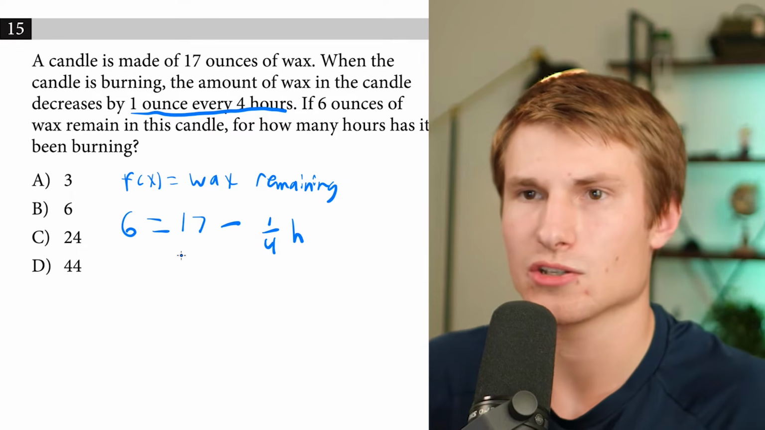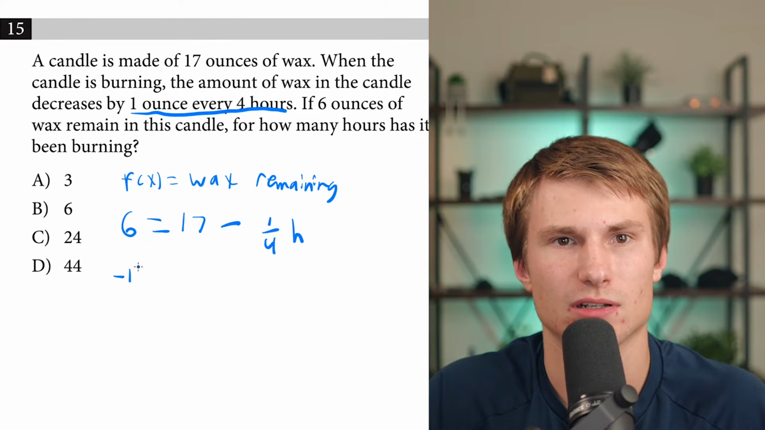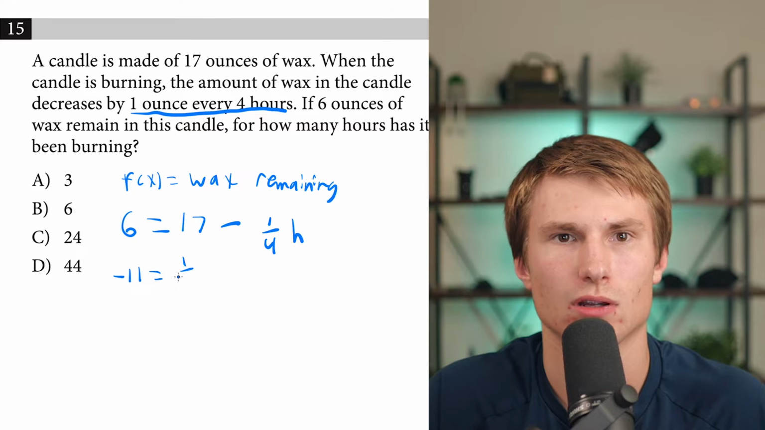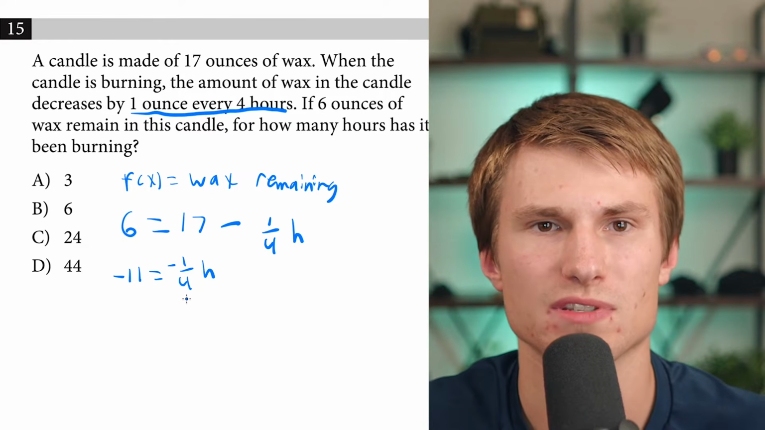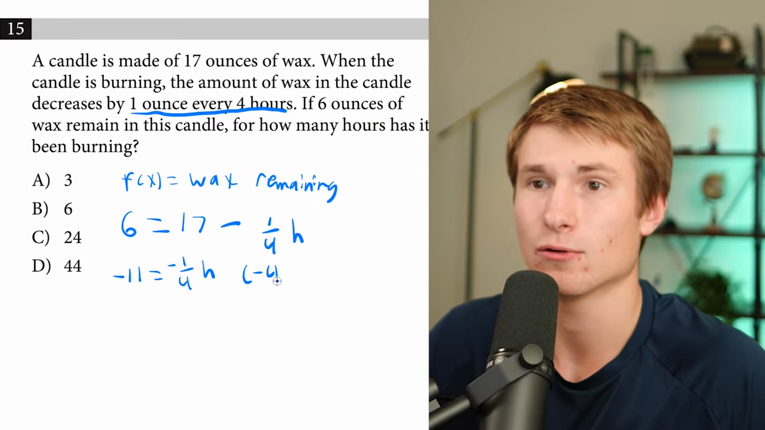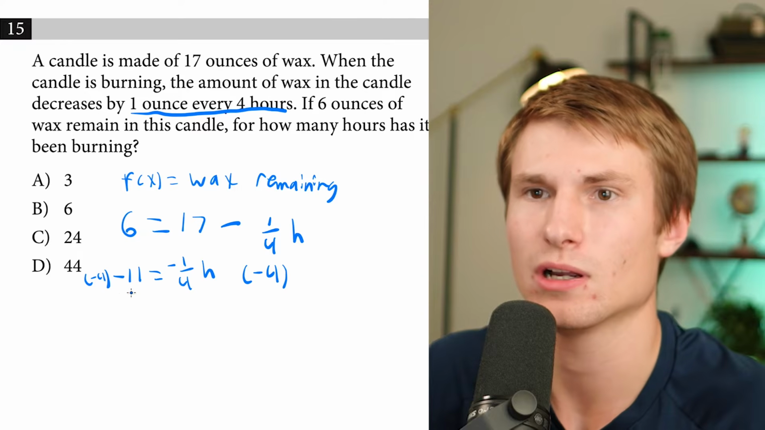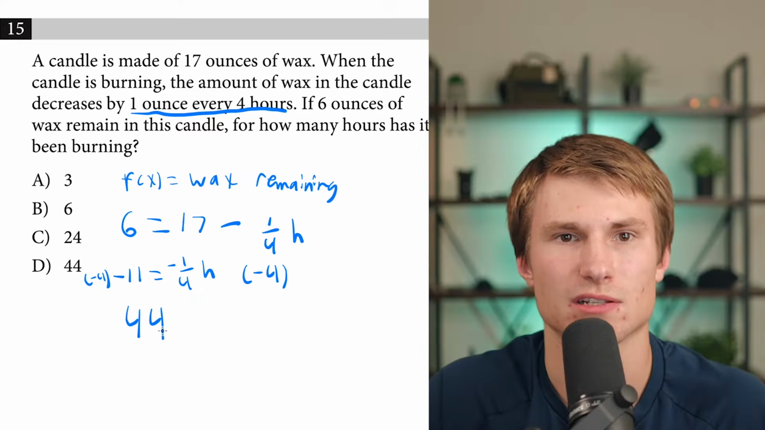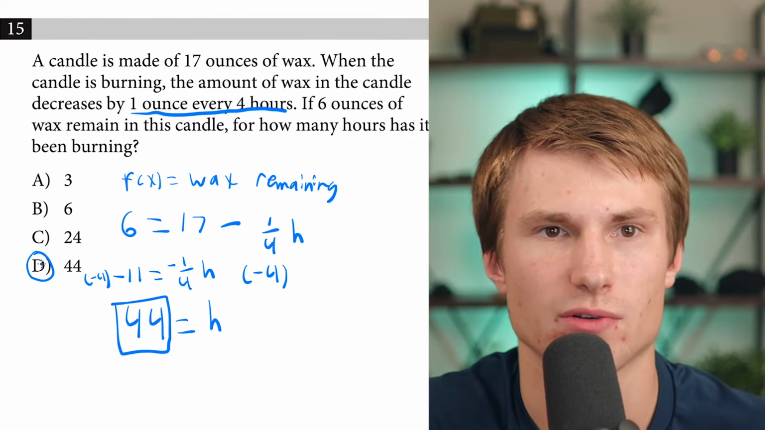To do that, I'll start by subtracting 17 from both sides. That will give me negative 11 is equal to negative 1 over 4 h. From here, I'm going to multiply both sides by negative 4 in order to get this positive h value. Negative 4 times negative 11 will give us positive 44, which is going to equal the value of h. So our answer there would be that it has been burning for 44 hours. So our answer there would be D.